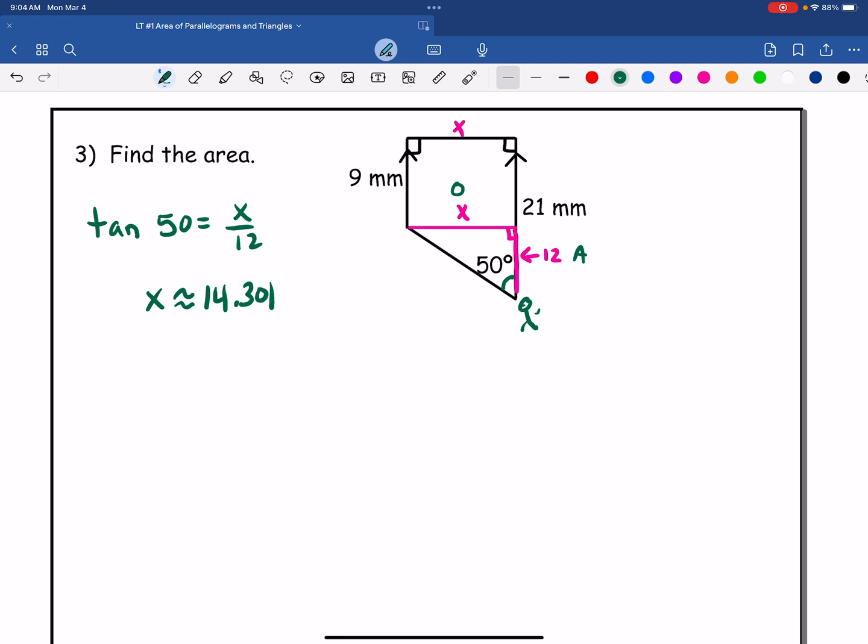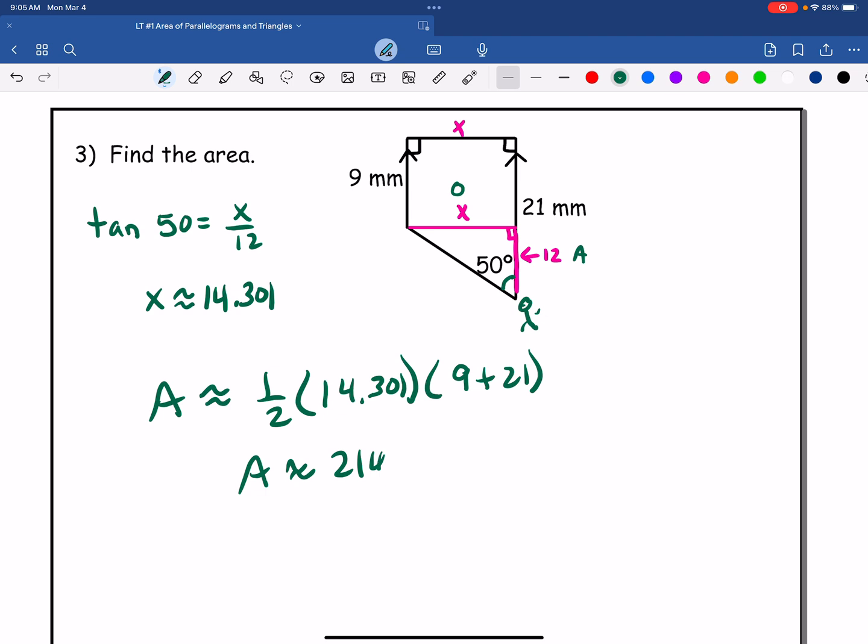14.301. So the area is 1/2 the height, which is about 14.301, times the two bases added together. And that tells me that the area is about 214.52 millimeters squared.